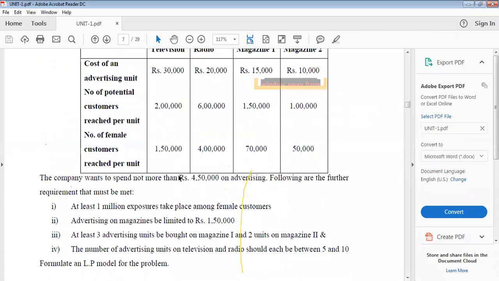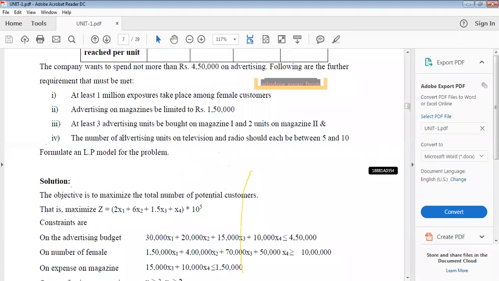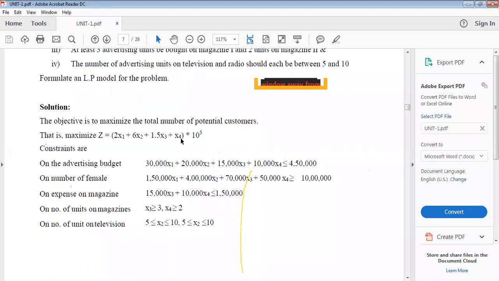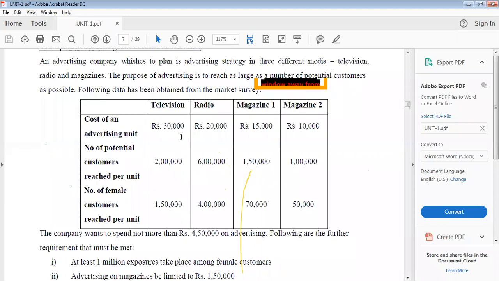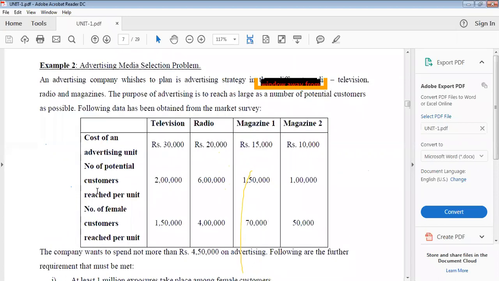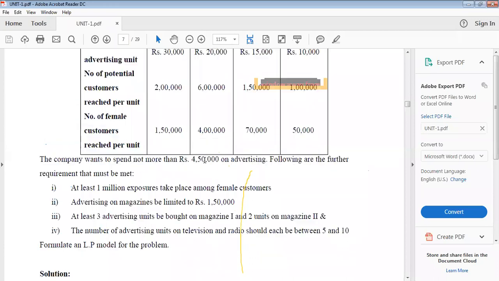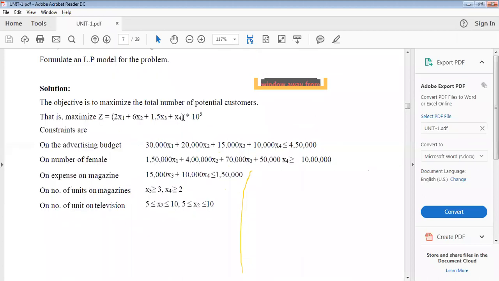Depending on that, he has formulated Z equal to 2x1 plus 6x2 plus 1.5x3 plus x4, the number of potential customers reached per unit. What is the main intention here? The maximum number of customers it has to reach. So 2x1 plus 6x2 plus 1.5x3 plus x4, subject to cost less than or equal to 4,50,000, as given here.